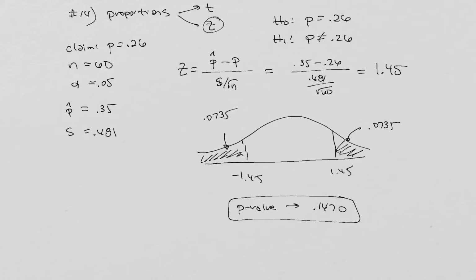Okay? And in this case, I'm testing it at the alpha equals 0.05 level. So the p-value here is definitely bigger than alpha. So does that tell me to reject it or not reject it? If that p-value is bigger, what do we do? We do not reject it, you betcha.